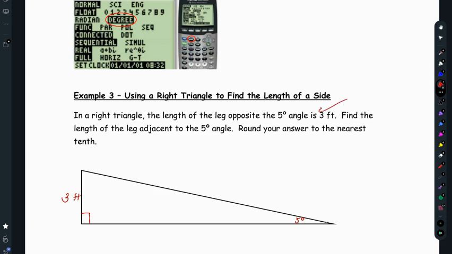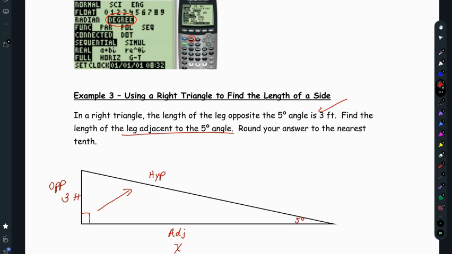Find the length of the leg adjacent to the 5-degree angle. So this side, across from the right angle, is our hypotenuse. This is the opposite leg of the 5-degree angle. And this is the adjacent leg of the 5-degree angle. So this is what they're asking us to find, the leg adjacent to the 5-degree angle.